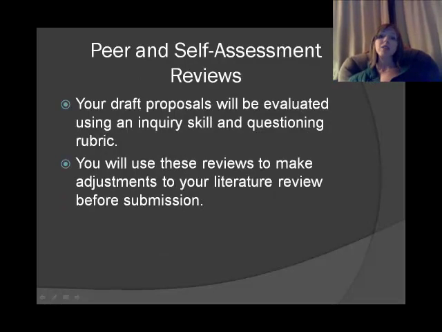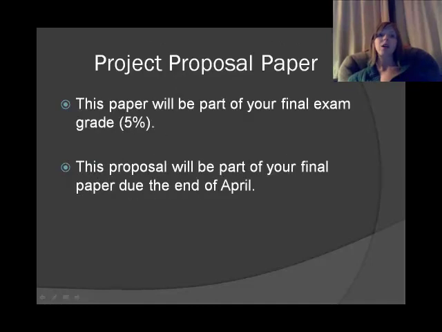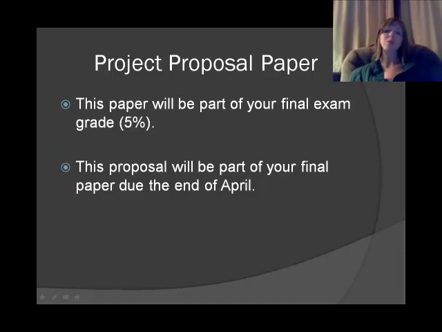The next thing, peer and self-assessments. This is one of the most important things when you're going through the scientific process. You will have your draft proposals, and they will be evaluated using an inquiry, skill, and questioning rubric. So you're going to have these reviews so that you can make adjustments to your literature review before you submit it for your 5% of your final grade. Your project proposal paper, which is due in January, is worth 5% of your final exam grade, and this proposal will be part of your final paper due at the end of April. So we're taking those baby steps.